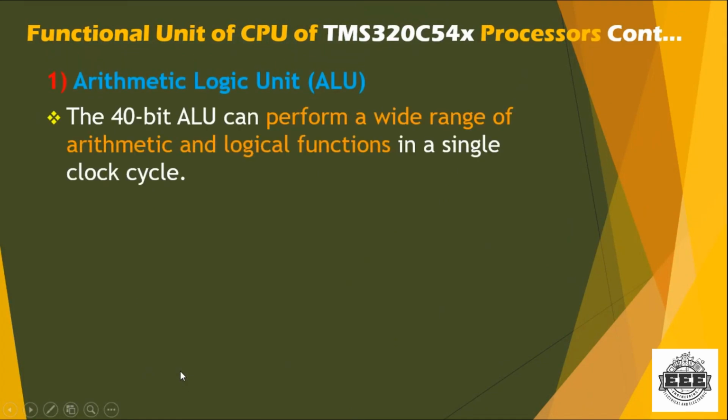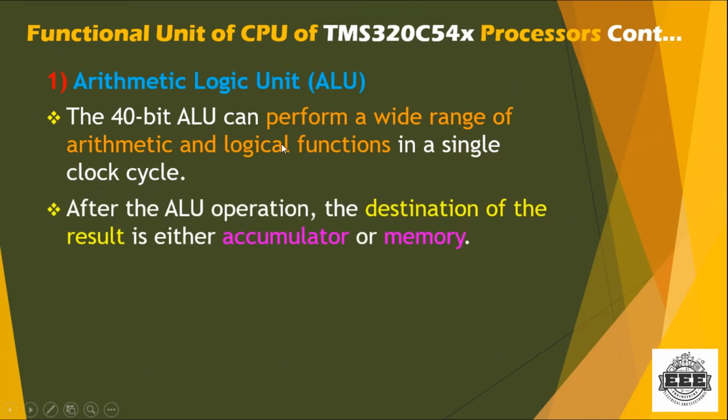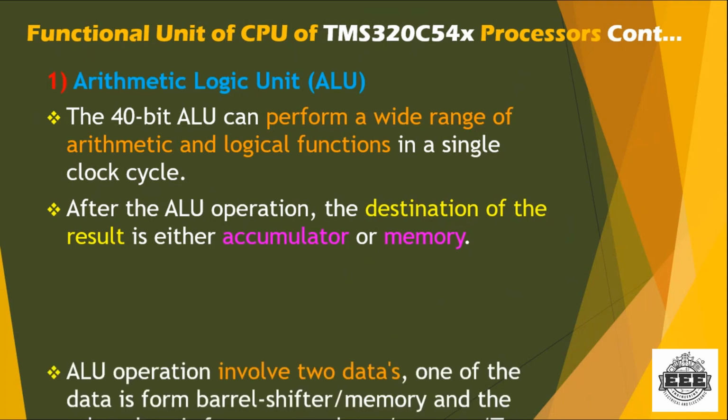First, we are going to see the arithmetic logical unit. Now we are going to see the detailed functions of the CPU. This arithmetic logical unit is a 40-bit ALU. It can perform a wide range of arithmetic and logical functions in a single clock cycle itself. The result goes either to an accumulator or to memory, which is the destination of your arithmetic logical operation.